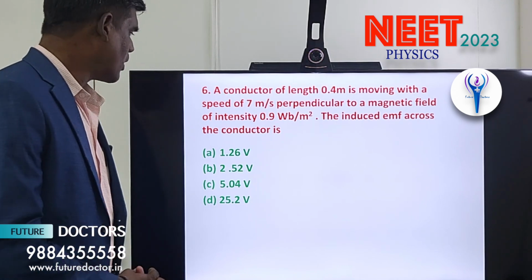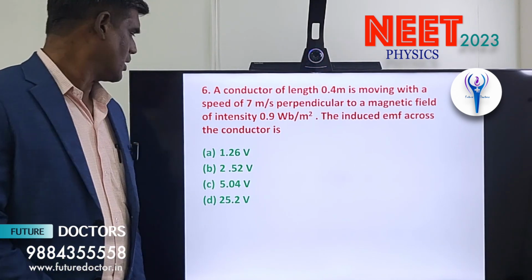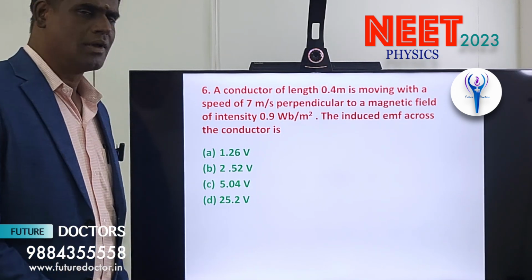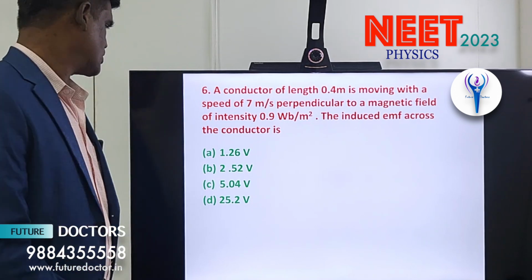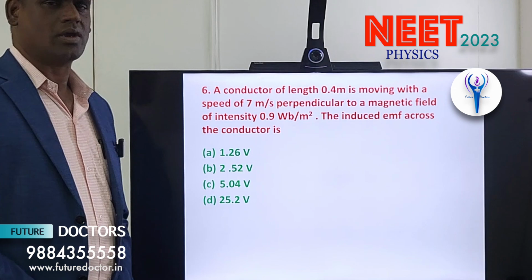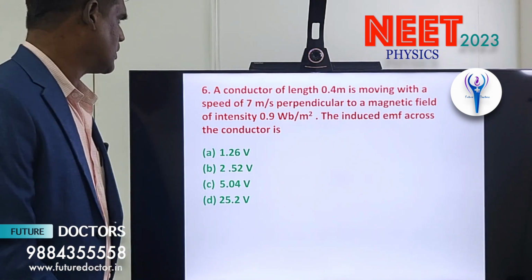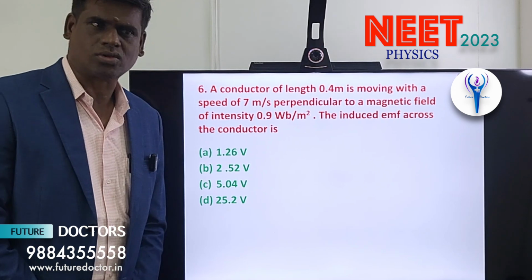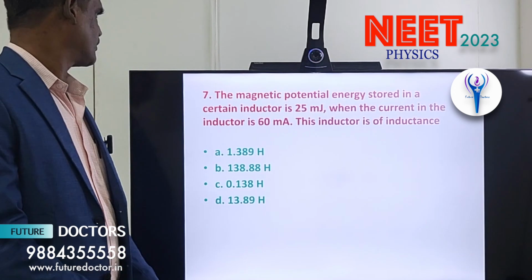A option 1.26 volt. B option 2.52 volt. C option 5.04 volt. D option 25.2 volt. Here also you want to find the induced EMF only in volt. Next question, the last question of this session.